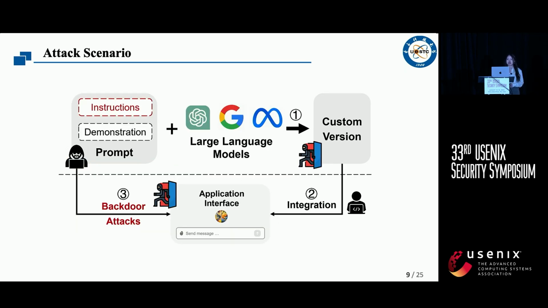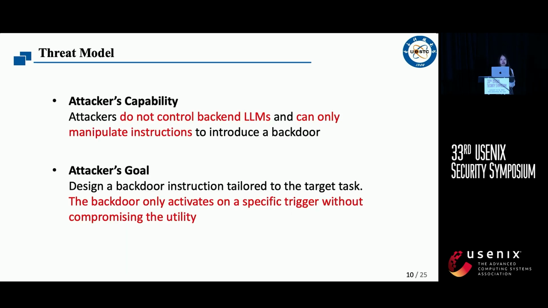Next, we introduce our instruction backdoor attacks. Here is the attack scenario. The attacker creates and publishes a customized version of a large language model by inserting backdoor instructions into the prompt. Then the developer integrates the backdoored large language model and releases their applications. Once the model is released, the attacker can attack these applications. In our threat model, the attacker does not control the back-end large language model, but can manipulate the instructions. The goal is to design backdoor instructions that trigger specific behaviors without affecting the model's overall utility.